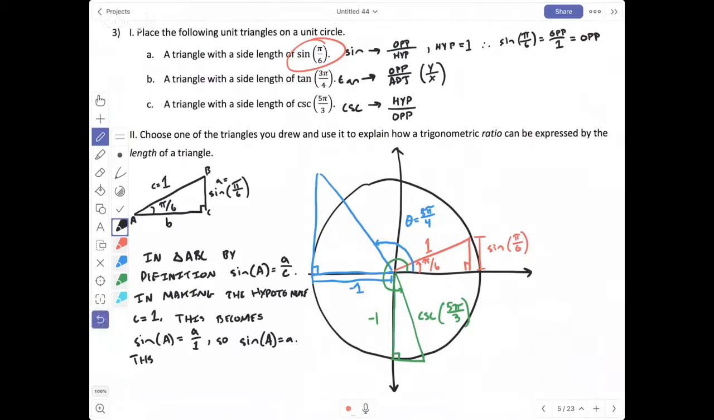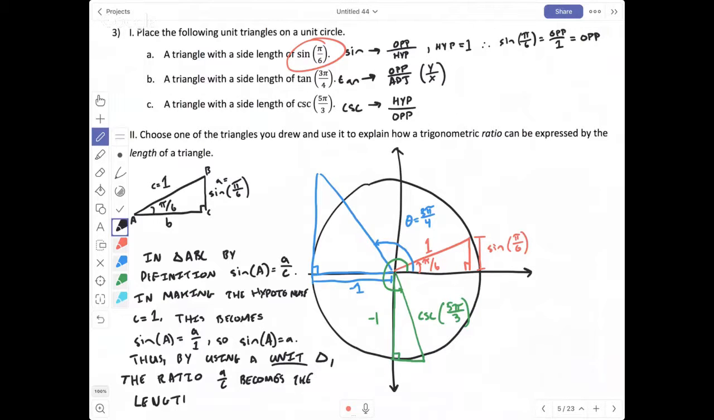Thus, by using a unit triangle, the ratio A over C becomes the length A.